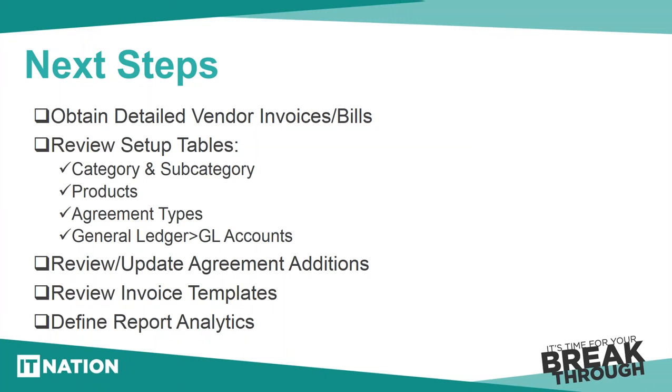Reviewing your setup tables, so touching on that category, subcategory, product section, drilling into agreement types, and then double-checking your GL account mapping, making sure it's really mirroring what your income accounts look like. Review and update any agreement additions, get those current. Review your invoice templates, make sure you're outputting the information that you want, and then define your report analytics.